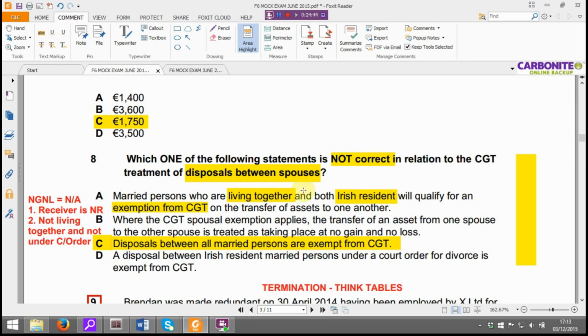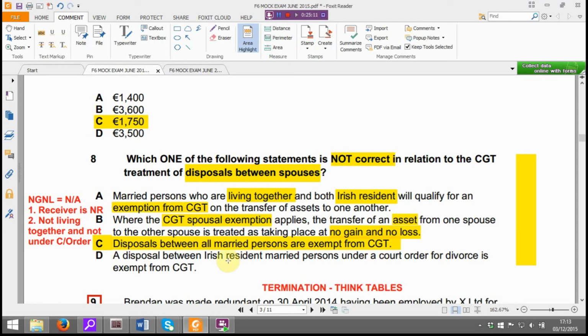Okay, now the next one here says, where the exemption applies, the transfer of the asset from one spouse to the other is treated as taking place at no gain or loss. That's fairly straightforward. That's the way that we know the rule. I don't have a problem with that at all. It's nicely worded and very, very clear. This next one here, I'll go down to D. C is the answer, and I'll explain why in a moment.